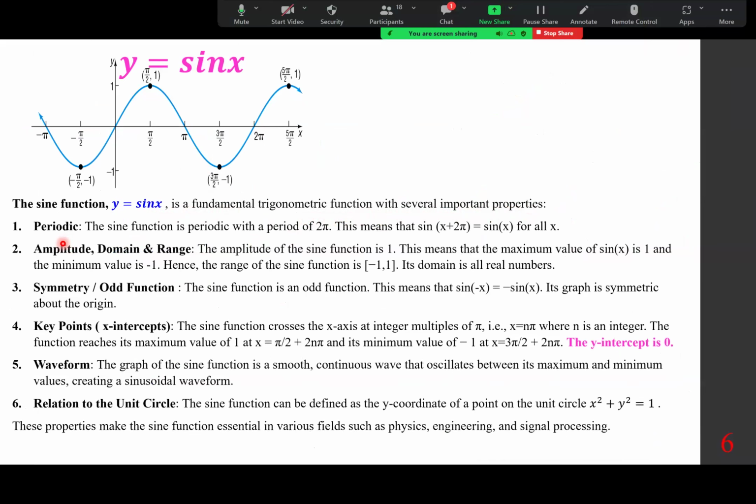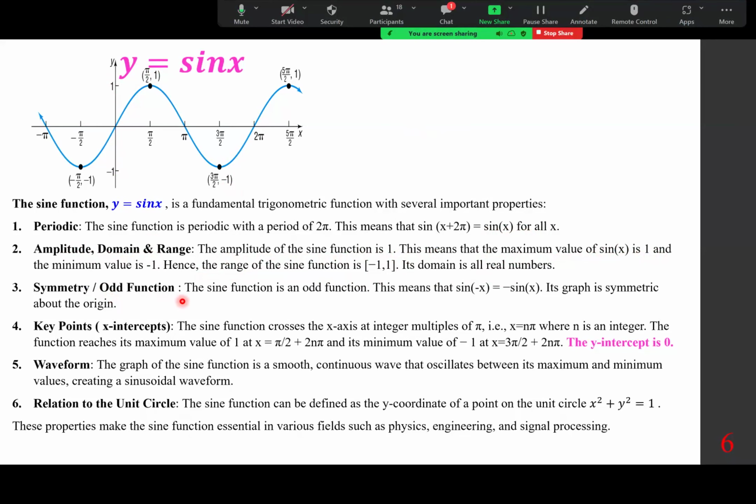properties. Number one, it's periodic. The sine function is periodic with a period of 2 pi. This means that sine of x plus 2 pi equals sine x for all x. Amplitude, domain, and range. The amplitude of the sine function is 1. This means that the maximum value of sine x is 1, and the minimum value is -1. Hence, the range of the sine is from -1 to 1 along the y-axis. Its domain, all real numbers.